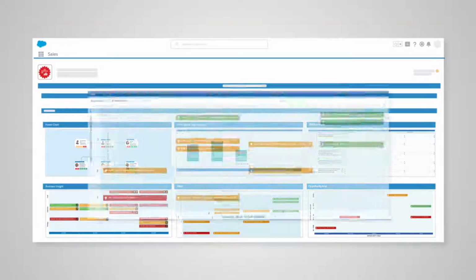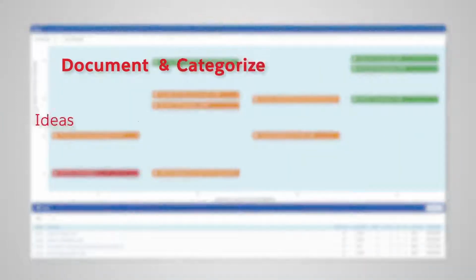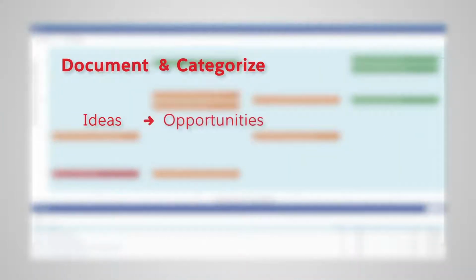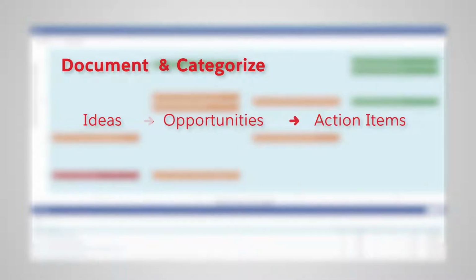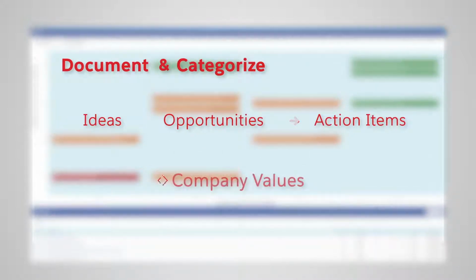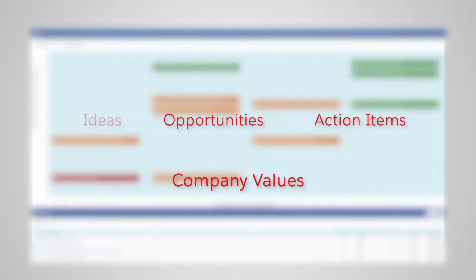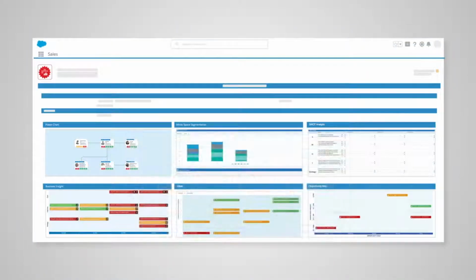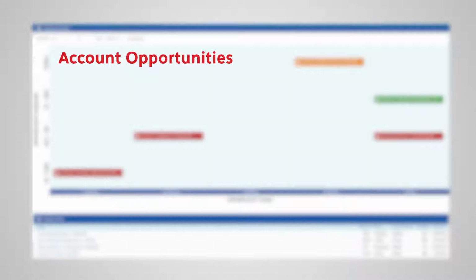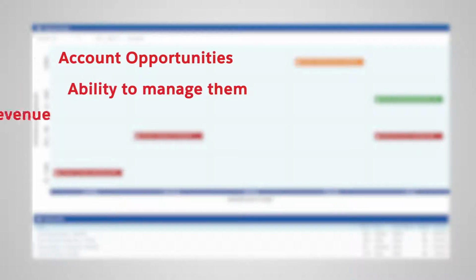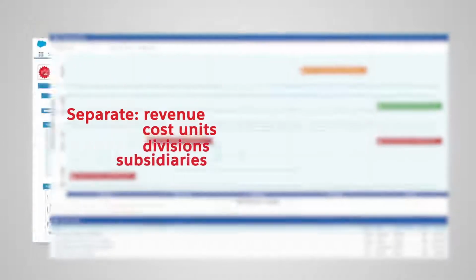With the Ideas module, you can document and categorize ideas into opportunities and/or action items based on your company's values, working as an interactive notepad for a planning session or meeting. The Opportunity Map module graphically displays all of your account opportunities, as well as the ability to manage them for separate revenue, cost units, divisions, and subsidiaries.